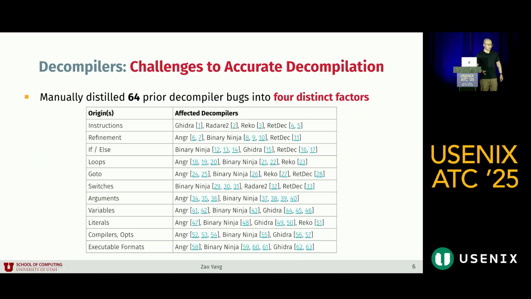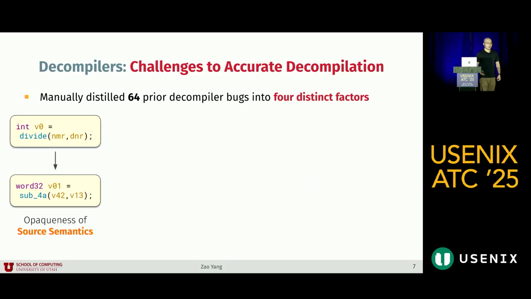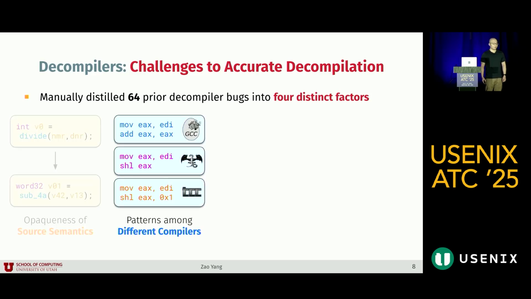incorrectness? To answer this question, we've surveyed and categorized publicly reported decompilation errors as shown in this table, and manually distilled them into 4 distinct factors. First, decompilation naturally faces challenges due to the lossy nature of source semantics. In binary programs, all the high-level semantic information, like variable types or function names, can be stripped away, making it difficult to reconstruct the original source.